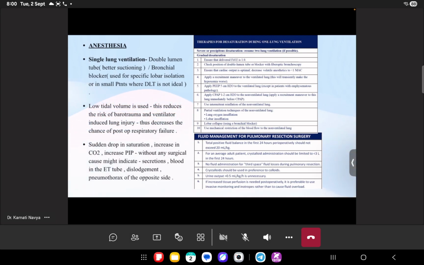In fluid management for post-op resection surgery, the total fluid balance, positive balance in the first 24-hour perioperative period, should not exceed 20 ml per kg body weight. For an average adult, crystalloid administration should be limited to less than 3 liters in the first 24 hours. No fluid administration for third space fluid losses during pulmonary resection. Crystalloid should be used in preference to colloids. A urine output of more than 0.5 ml per kg per hour is unnecessary. If increased tissue perfusion is needed postoperatively, it is preferable to use inotropes with invasive monitoring rather than to cause fluid overload.